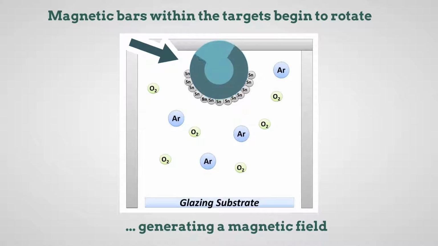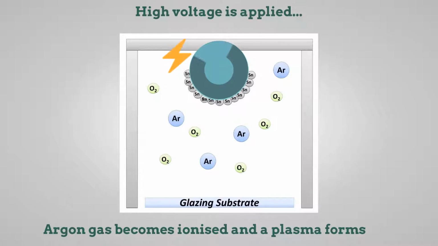Strong magnet bars placed inside the targets are then flushed with cooling water and begin to rotate, generating a magnetic field. When high voltage is applied to these targets, the gas becomes ionized and a plasma forms, wherein free electrons hit the argon atoms, which become positively charged ions.